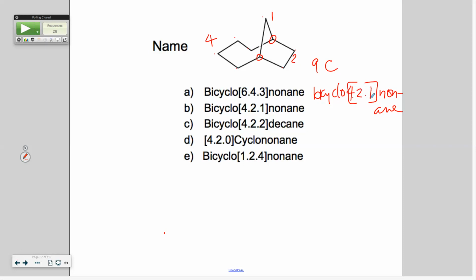Okay, and you need to use the square brackets. Don't use parentheses. Don't use commas. Use the dots between those numbers. Just weird. Okay, they're like their own little entity. Okay, so that was B. Woohoo.